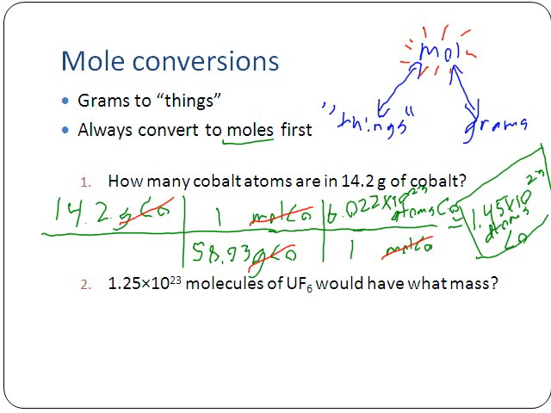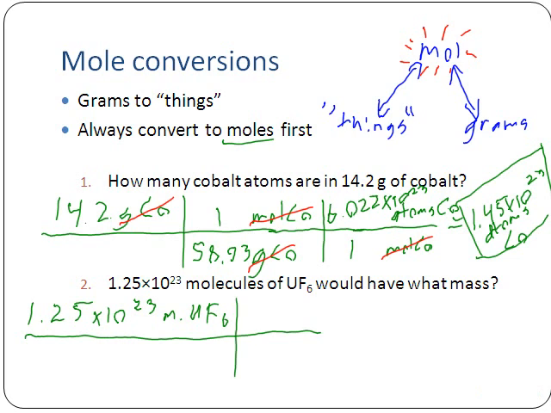Our next one here, sort of the reverse way, we have 1.25 times 10 to the 23rd molecules of UF6. That's uranium hexafluoride. UF6 would have what mass? And so we start off with 1.25 times 10 to the 23rd molecules of UF6, and we're going to set that up. We want to convert from molecules UF6, and we want to go into what first? Well, always go to, once again, moles first.